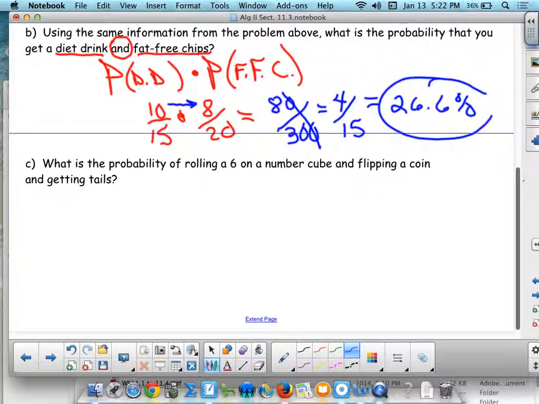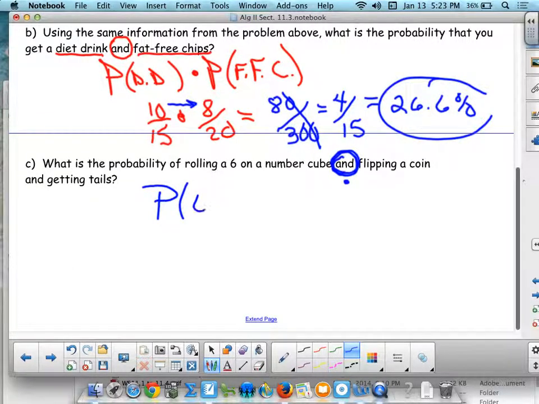Okay? All right, last one. What is the probability of rolling a 6 on a number cube and flipping a coin and getting tails? Again, rolling a 6 on a number cube is not going to affect the probability of getting tails. So these are independent events. So I can just multiply the two probabilities because they said what? They said the word and means to multiply the two probabilities.